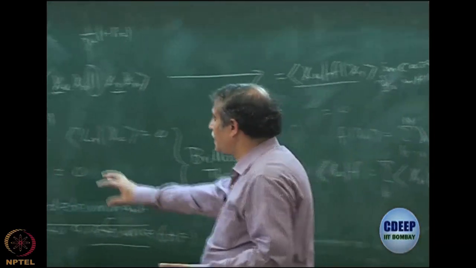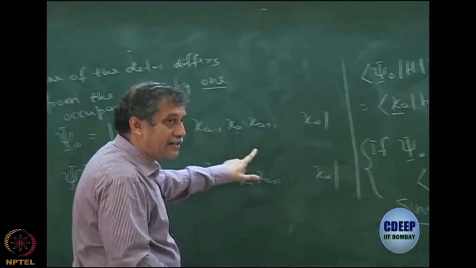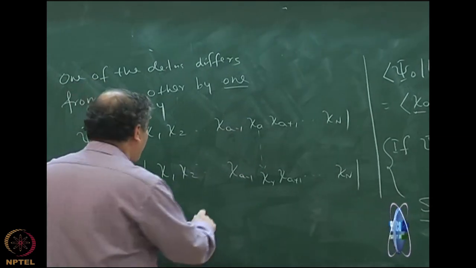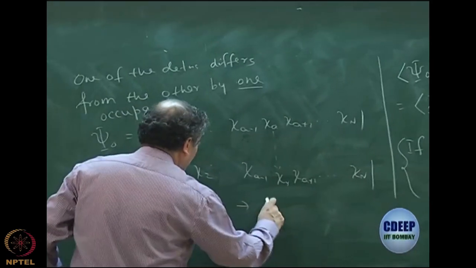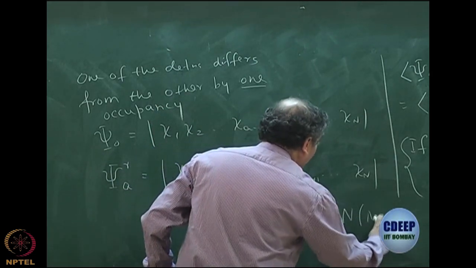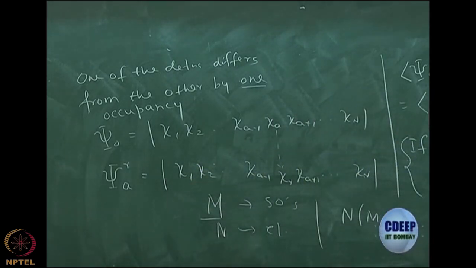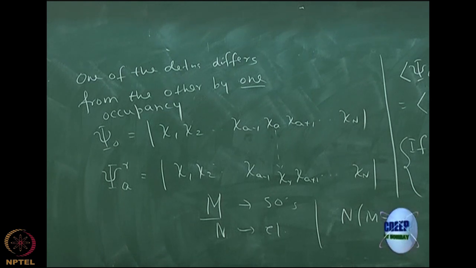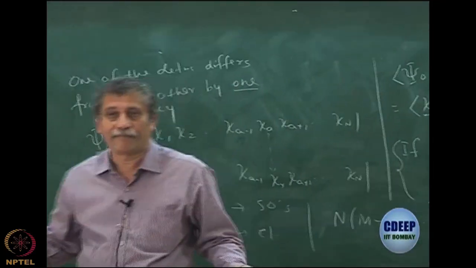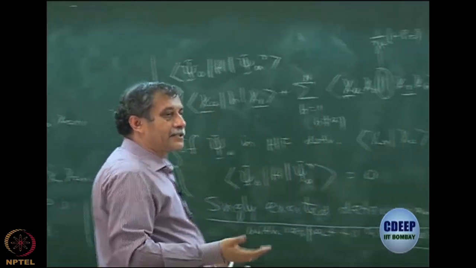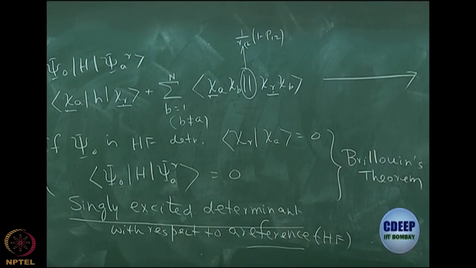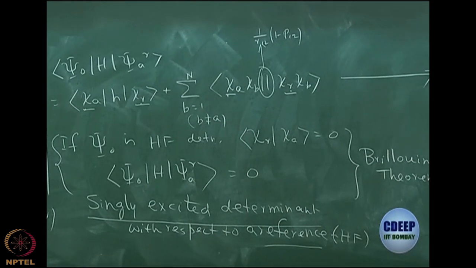So this is a class of singly excited determinants, and how many of them can you generate? We did that in CI. It is n times m minus n. If there are m spin orbitals, which is your total basis, and n electrons, then the number is n times m minus n, where n is the occupied and m minus n is the virtual spin orbitals. We are only talking of one of them, but any one of them will have the same property. For any one of those n times m minus n determinants, the matrix element between Hartree Fock and that singly excited determinant will be equal to 0. Is it clear?